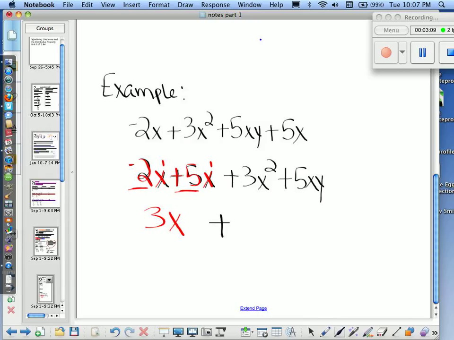So now we still had this over here. Still have these terms. Okay, there's no more like terms because we've got x to the first, x to the second, well that's not the same. And then we've got x to the first, but it has a y with it. So again, that is not the same as the others, so no more like terms and we're all done.